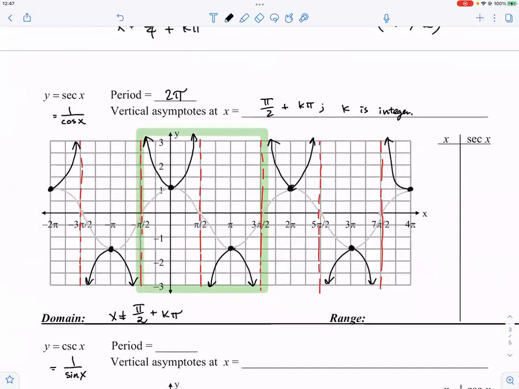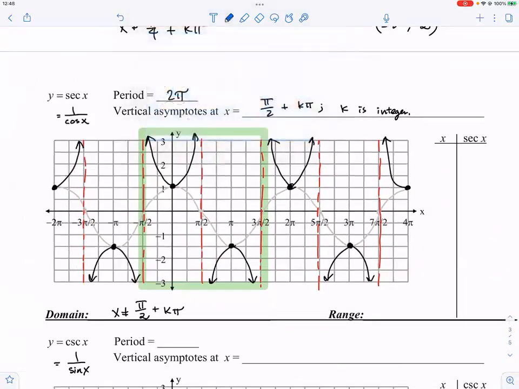And the range would be, now, I'll let you write down the range. Let's see if you can write it down. It's not all real numbers. It's not negative infinity to infinity. What is the range for this case? The range is negative infinity to negative 1, bracket, union, 1 comma, infinity.